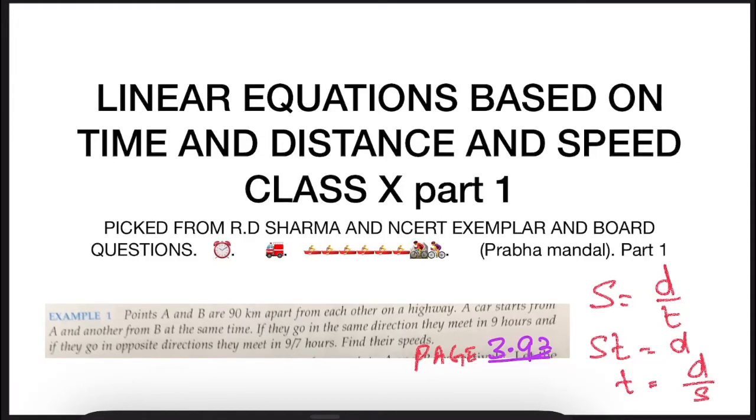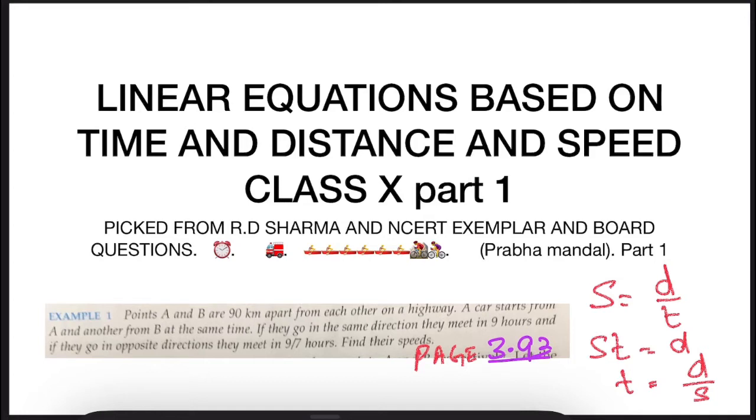In this session we are going to discuss linear equations of two variables based on time and distance sums. You must be wondering, we did it in 7th class and 8th class, what is there again to do? But these are a little bit different from those sums. There, the question gives distance and time, and you find the speed. Or speed is given, distance is given, and you have to find the time. But here it is a little bit different.